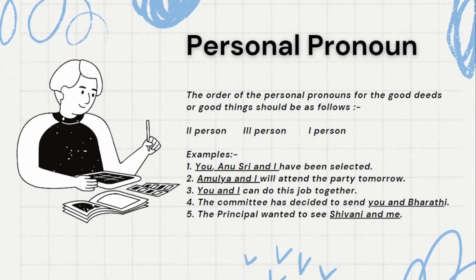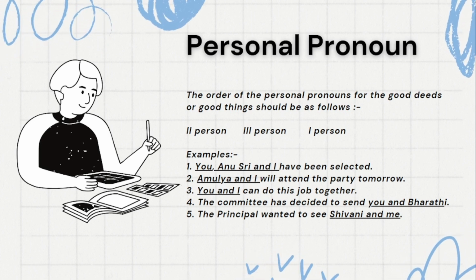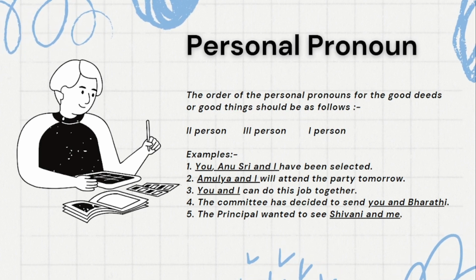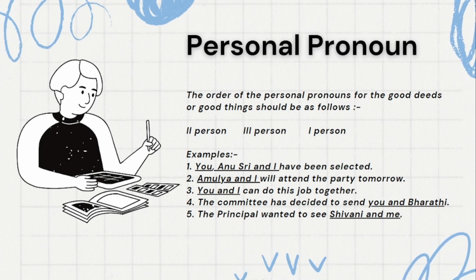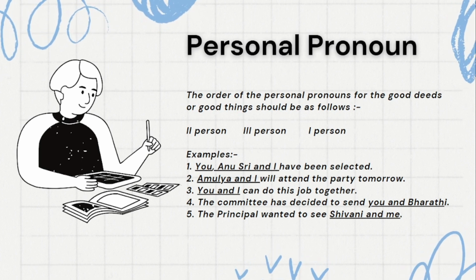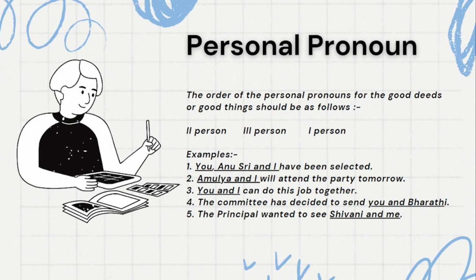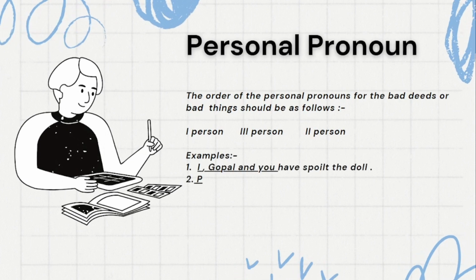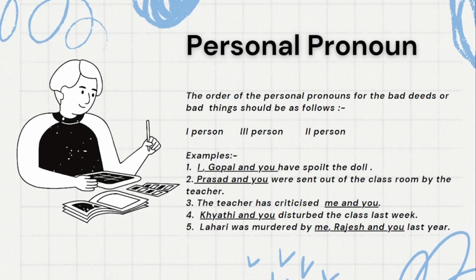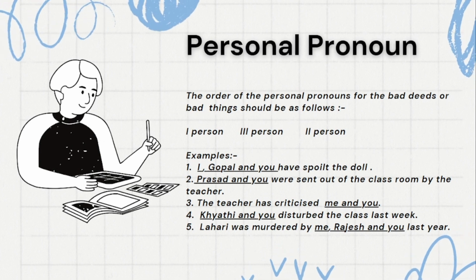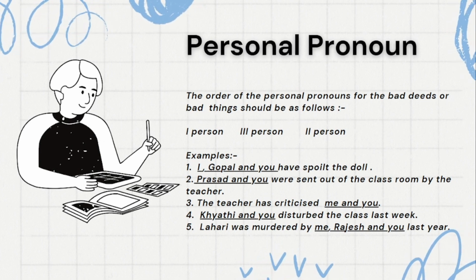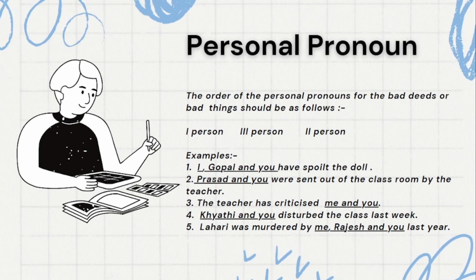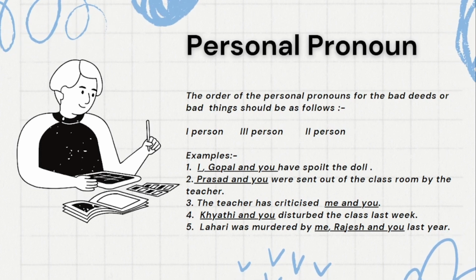Suppose the sentence is about bad activities. It means suppose the sentence was expressing bad things or bad activities. What would be the order of personal pronouns? Let us see. The order of the personal pronouns for the bad deeds or bad things should be as follows. That is, first person, third person, and last second person. It is nothing but the reverse of good deeds or good things.